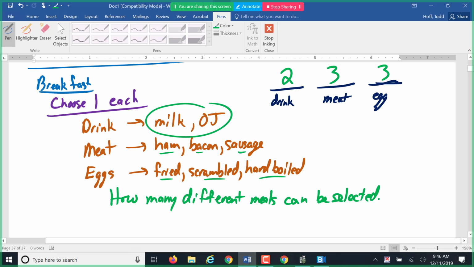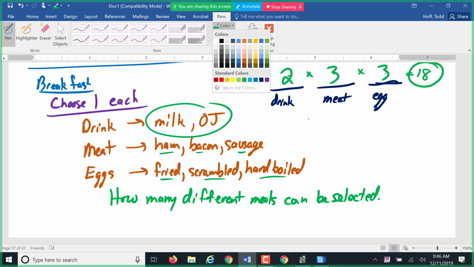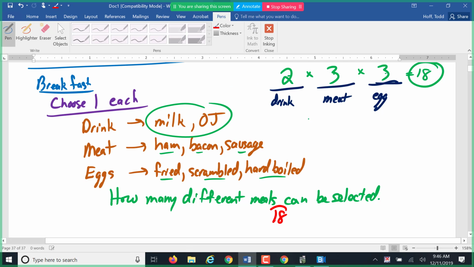So what the fundamental counting principle tells us is to get the total number of possibilities, we just multiply those possibilities for each of those categories together. So 2 times 3 is 6, times 3 is 18. So there's 18 different possible meals for that breakfast that can be chosen from those options.